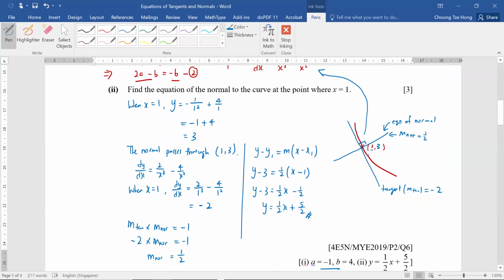For part 2 of the question, to get the equation of any line, in this case the normal, you will need to know the coordinates of one point that the line passes through and the gradient of that line. To find the gradient of the normal, we find the gradient of the tangent first, and then gradient of tangent times gradient of normal will be -1. That will allow us to find the gradient of the normal. So this is how you do a question like this.